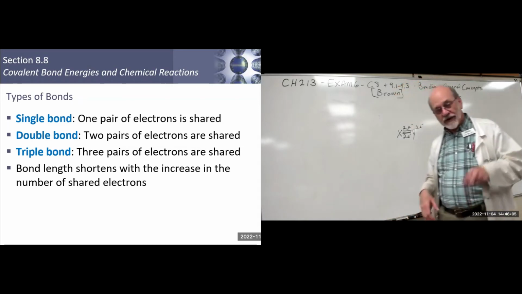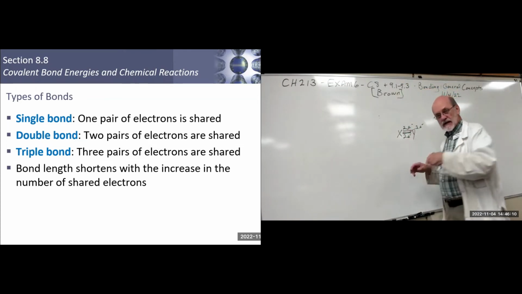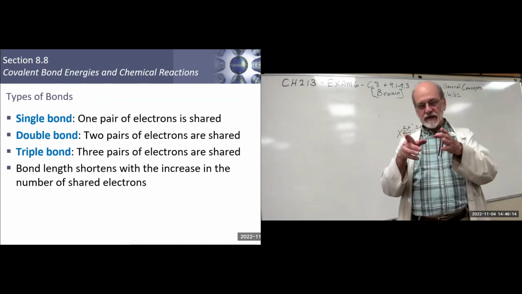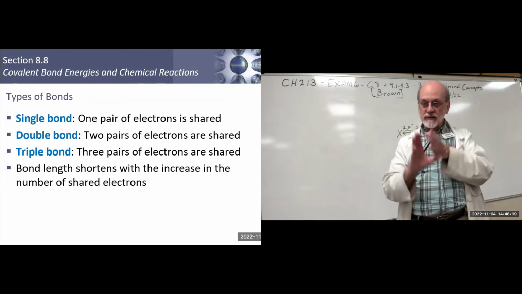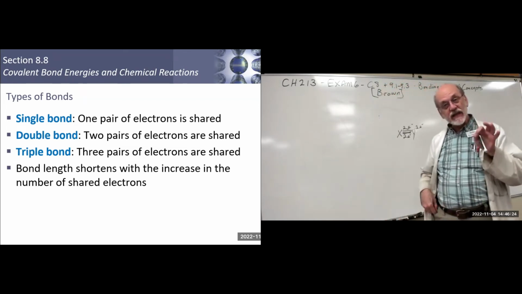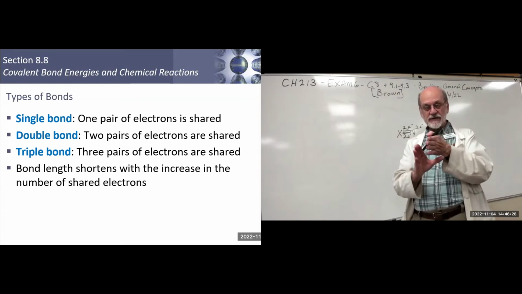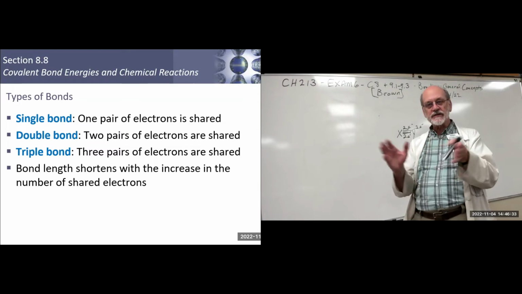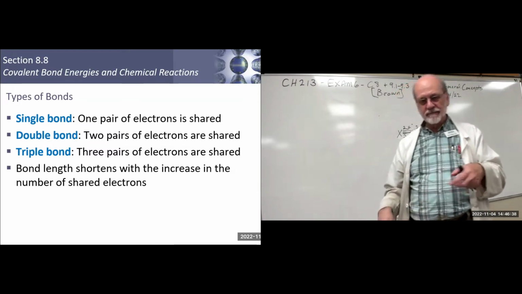Now, one characteristic we have noticed about these bonds is single bonds are of a certain average length. Double bonds bring the atoms closer together. Triple bonds bring them even closer. Now, this is not a linear progression. In other words, the double bond isn't half the distance of the single bond. It's just shorter. And the triple bond is not a third the distance of the single bond. It's just shorter than a double bond.